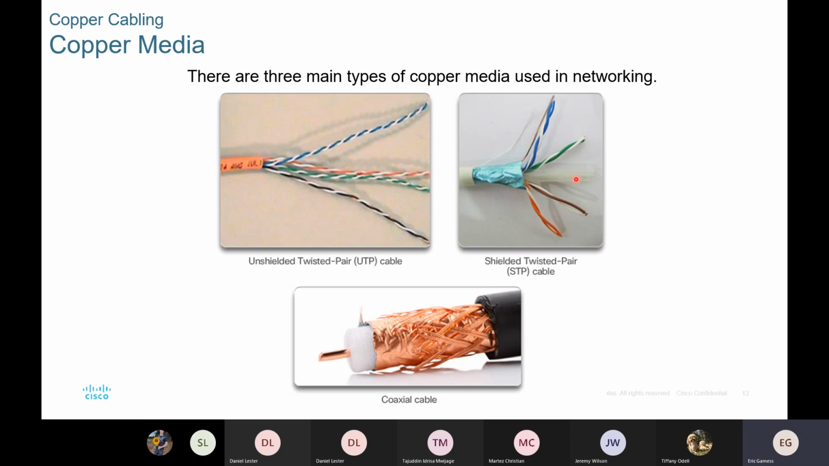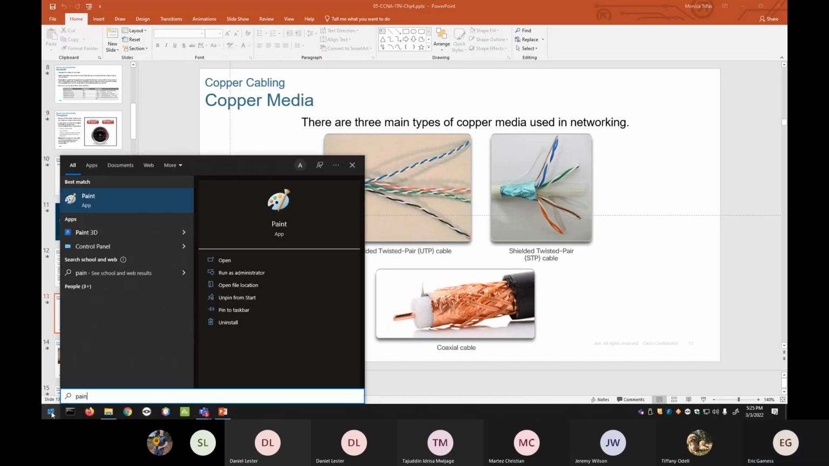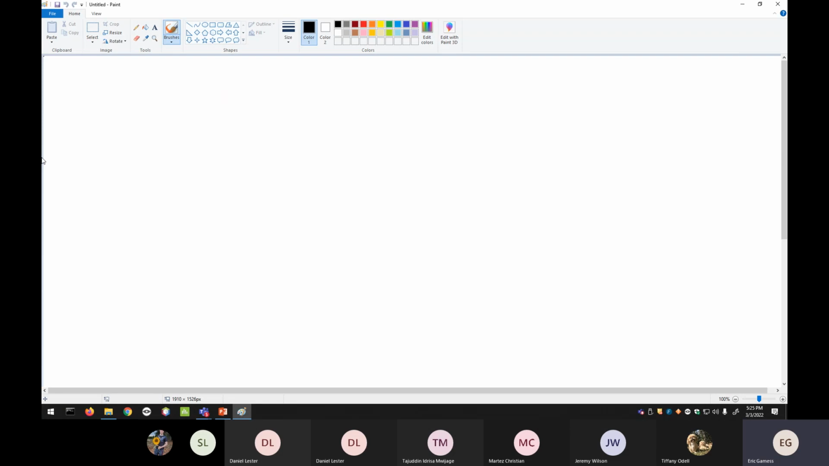So let me show you how it will be. If I look in front, I will have like a star like that. This is what is inside, in plastic. So here you will pass 1 pair. Here you will pass another pair. Here you will pass another pair, and here you will pass another pair.